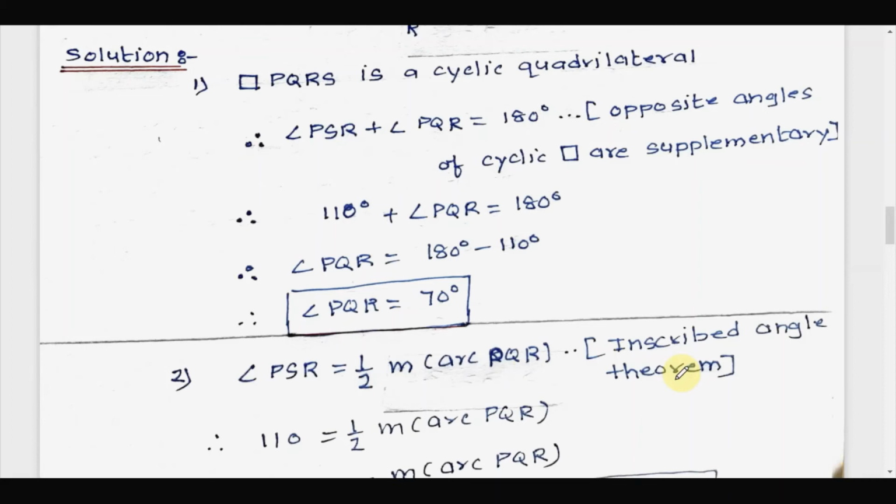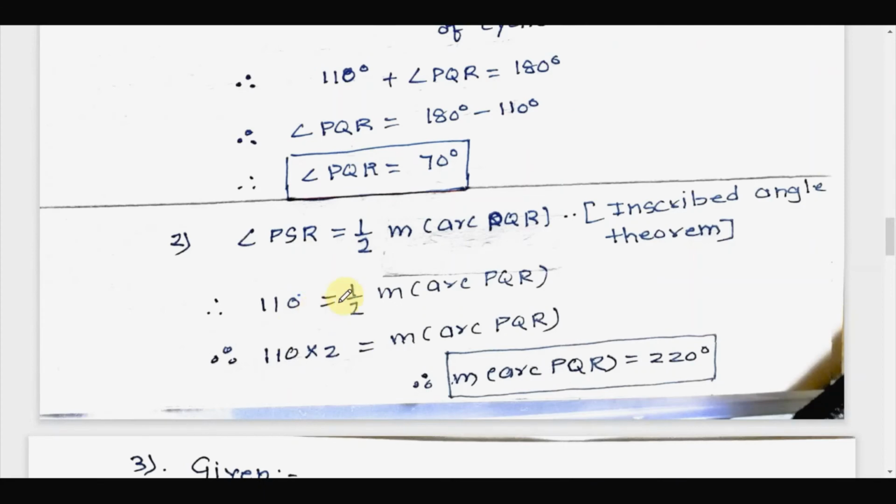You have to remember these theorems always. Alright. Now PSR is how much? 110 degree. So substitute it. 110 equal to 1 by 2 major arc PQR. Just take this 2 to the LHS. So 110 into 2 will be how much? 220. So you will get the major arc PQR is equal to 220 degree. Simple. So what is important here? How to understand the example. Which theorem you have to apply, that you must always understand. Okay. So this is the second part.